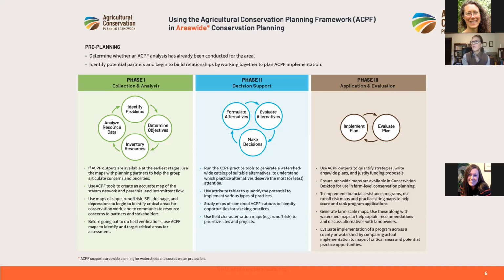One thing about this graphic that is also helpful is looking at how you might use the ACPF at the watershed scale. This map is more explicit about bridging the watershed scale. So in phase 2, you're going to be running the ACPF practice tools to generate a watershed-wide catalog or a menu of suitable alternatives. And then in phase 3, when you're applying and evaluating, that's when you might do more generation of farm scale maps.